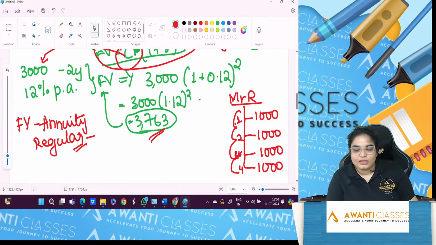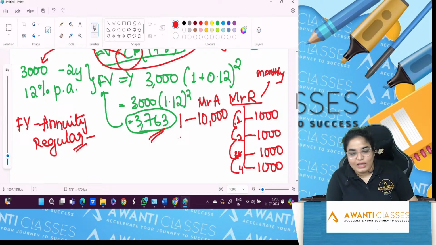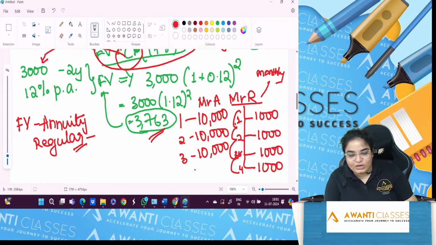Now, let us say there is Mr. A. Okay, Mr. A is doing the same thing, but he is doing it annually. What is annually? On a yearly basis. So end of year one, he has paid 10,000 into the bank. Why? Mr. R is doing monthly, correct? Mr. A said, I'll do it once only in 1 year, I will pay 10,000. So, second month also he paid 10,000. Sorry, second year. Third year ending also he paid 10,000. He is doing what? He is doing a yearly, annual annuity.